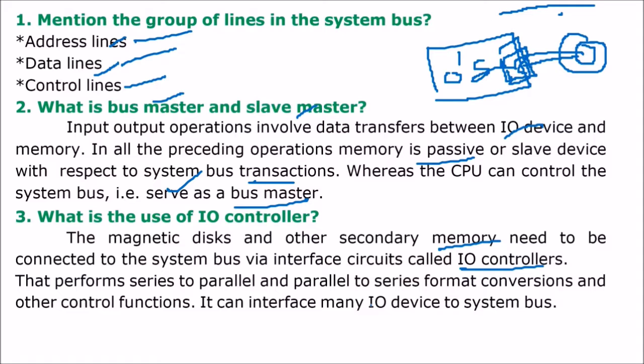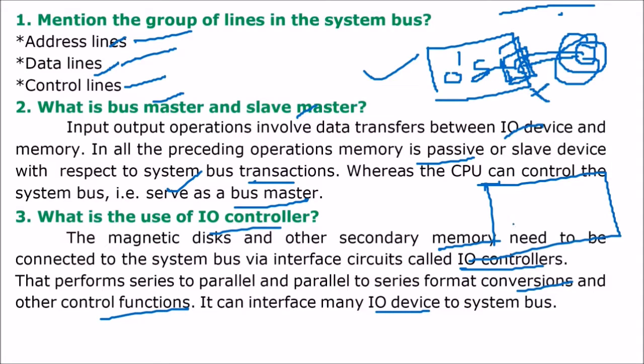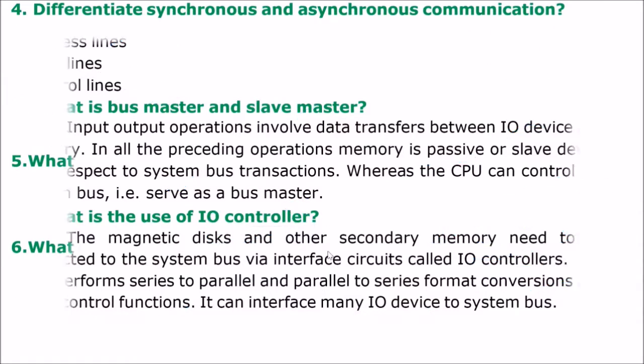That performs a series of parallel to serial format conversions and other control functions. So it can interface many input output devices to the system bus. This is just a trivial example I'm giving, but in your actual CPU system or architecture, there has to be a certain controller to interface the system bus. So the system interfaces the input output device with the system bus. This IO controller does that.